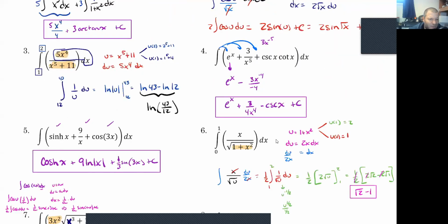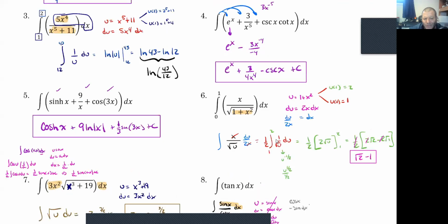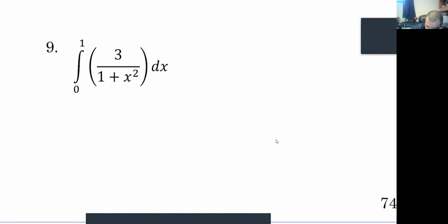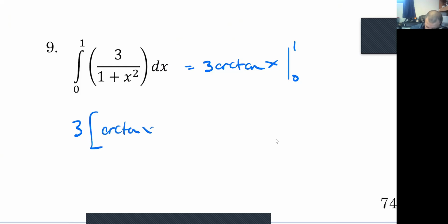Question 9. Oh, I don't know why I fell in love with arctan, especially three arctans here. So this is just an arctan. So we would get 3 arctan of x evaluated from 0 to 1. So this would be like having 3 times the arctan of 1 minus the arctan of 0.